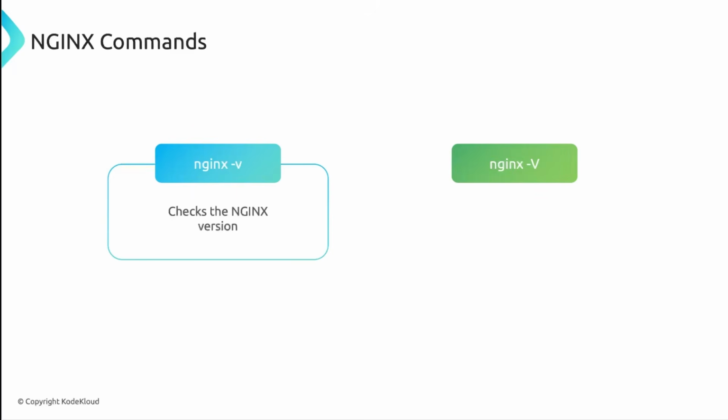And then you have nginx -V, and this provides the detailed build of all your configuration. So this will give you all the modules that are currently installed. It'll give you the version of Nginx. It has much more detail in the output than nginx -v, which just gives you the version.